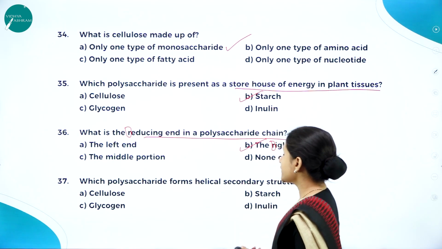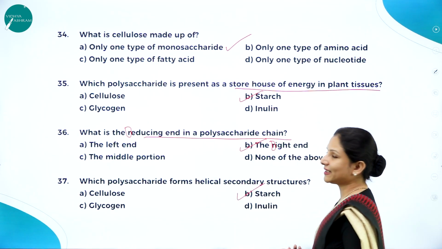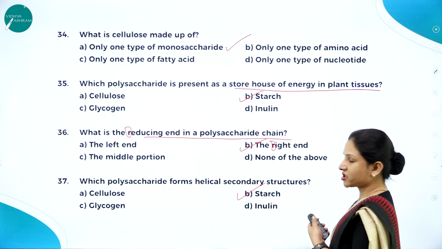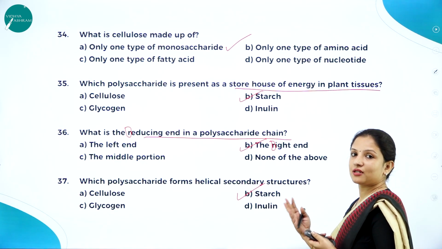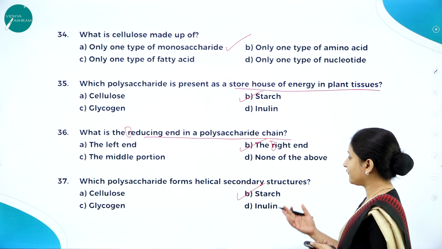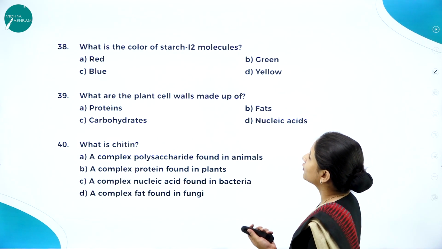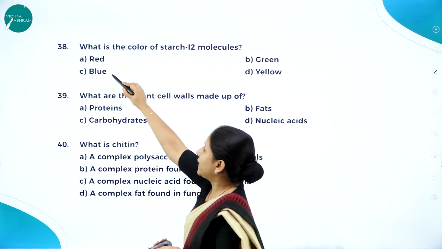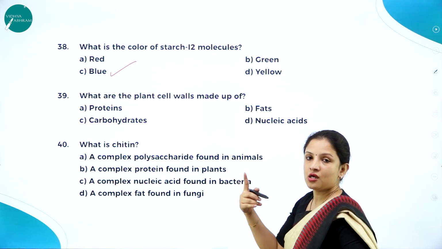Next question. Which polysaccharide forms a helical secondary structure? The right answer here is starch. Most of the time, the option inulin has come. Inulin is nothing but a polymer of fructose. Remember that. Next question. What is the color of the starch-I2 complex? It is blue. That is why when we add iodine to test for starch, it gives a violet-blue color.